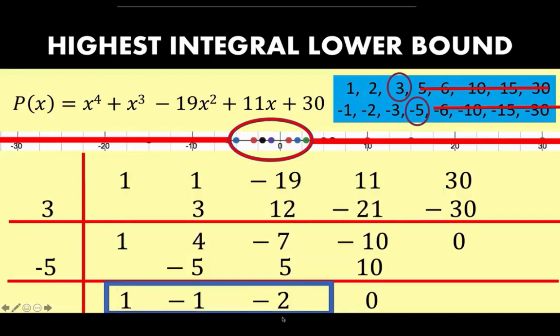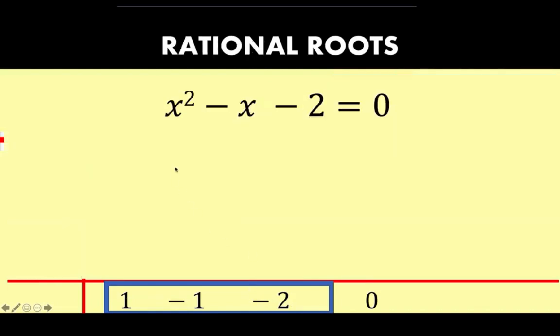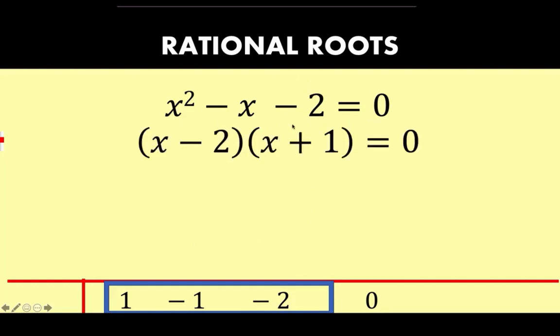At the last row of our depressed polynomial, this negative 2 is the constant, this negative 1 is the coefficient of the linear term, and this positive 1 is the coefficient of the quadratic term. So what we have is a quadratic depressed polynomial, which we can solve using factoring. This 1 is the coefficient of x squared, this negative 1 is the coefficient of negative x, and this negative 2 is here. So finding now the roots of this quadratic equation, we can factor the left side as (x minus 2)(x plus 1), and solving for x, x equals positive 2, and x equals negative 1.